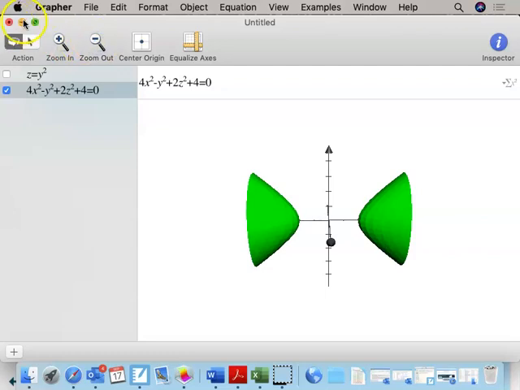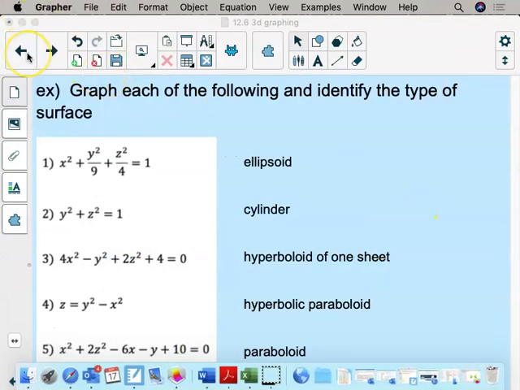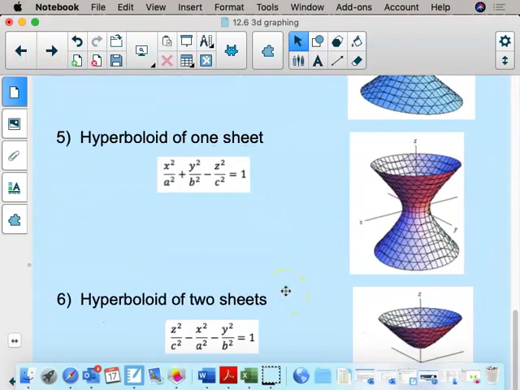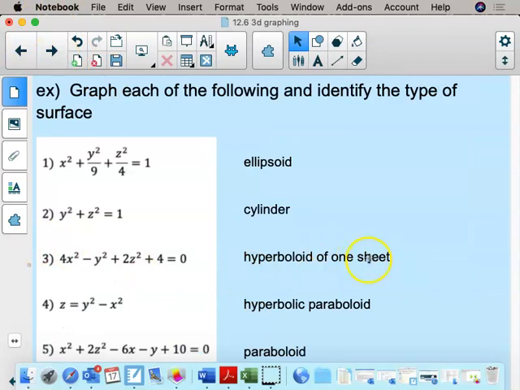Okay, so let's make sure I didn't mess up. It says 1 sheet, and this says 2 sheets, and I'm pretty sure those are correct. So I'll have to double check and see what's up with that, because this is definitely a hyperboloid of 2 sheets. I'm looking at the graph. All right, I'll check on it. Not a big deal.